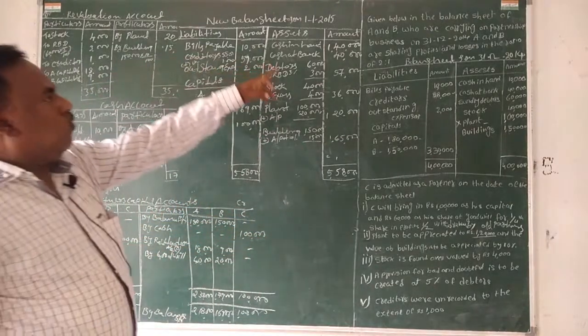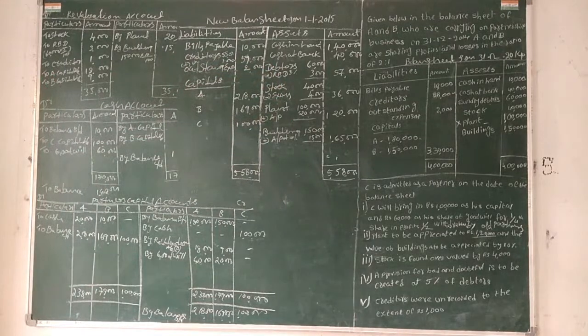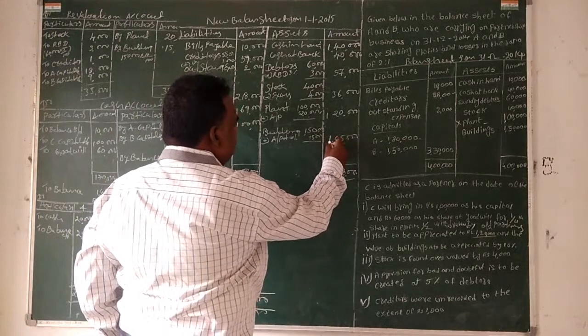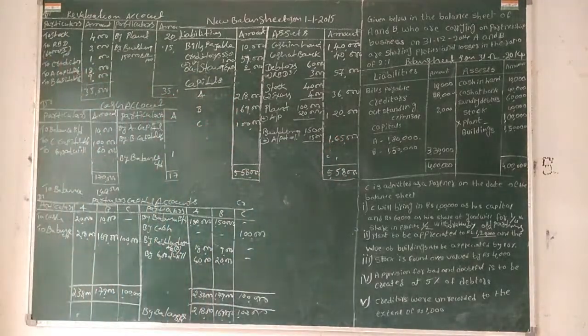Cash at bank 40,000. Debtors 60,000 minus 5%, 3,000, is equal to 57,000. Stock 40,000 minus excess value 4,000 is equal to 36,000. Plant 1 lakh plus appreciation 20,000, total 1,20,000. Buildings 1,50,000 plus appreciation 15,000, total 1,65,000. Total value of assets.